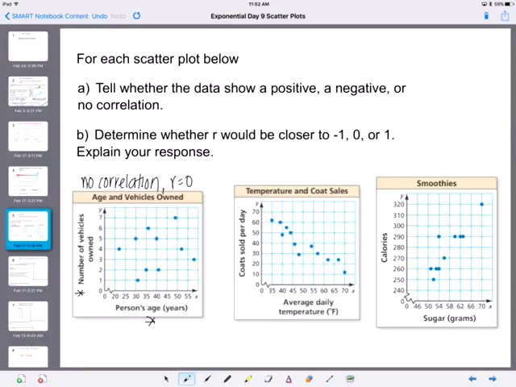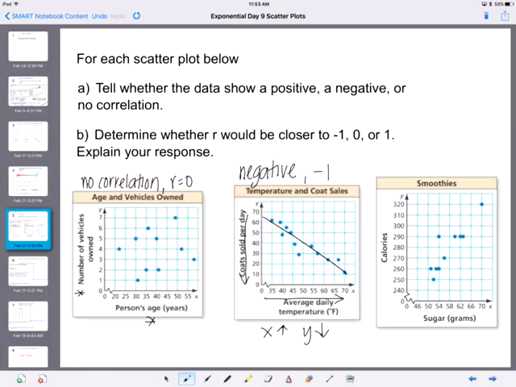When we look at the second graph, they're talking about the temperature and coat sales. So they're comparing the average daily temperature to the coats sold per day. So as our average daily temperature is increasing, X is increasing, our coats sold, our Y, are decreasing. So when we have a negative relationship between our data points, we have a negative correlation. And is it close to -1, 0, or 1? Well, because our correlation is negative and our dots are close together and look similar to a line, we say it would be closer to -1.